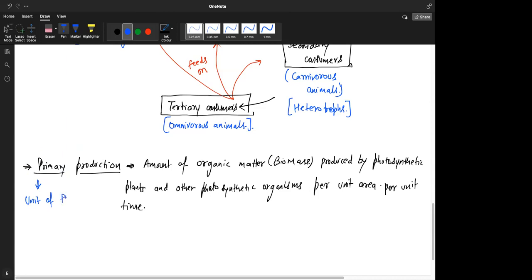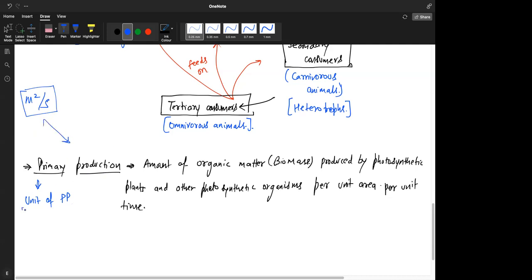Meter square per second. Meter square is the area. Per second is time. So meter square per second does not tell us. You are saying meter square per second, right? What is it? But what information is it giving us about the production?